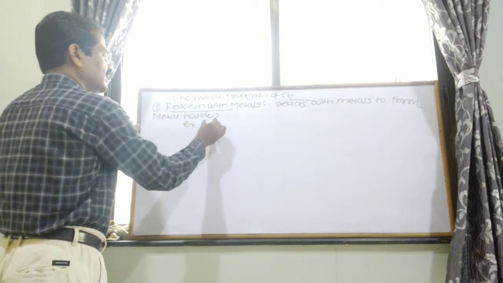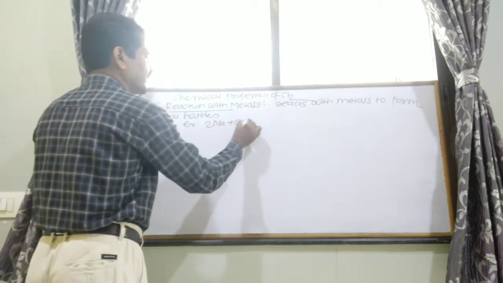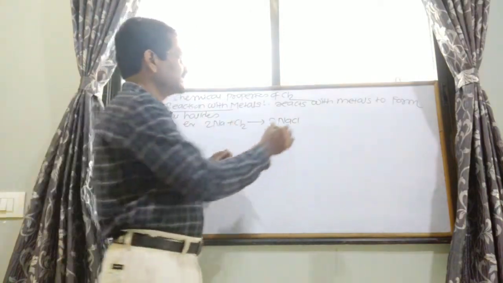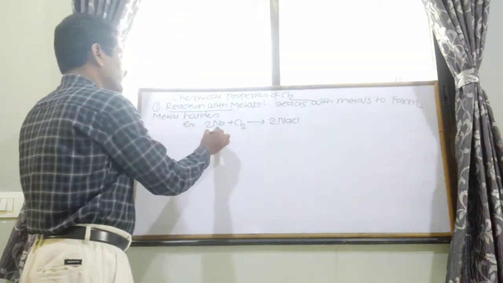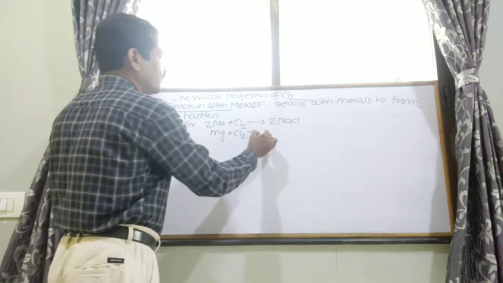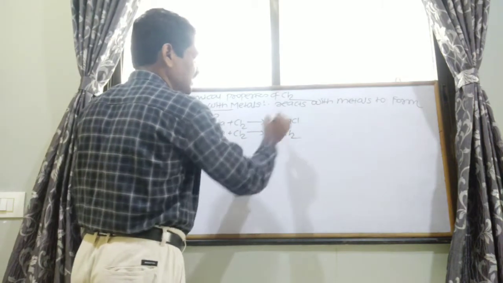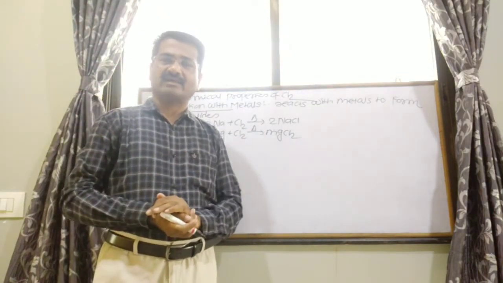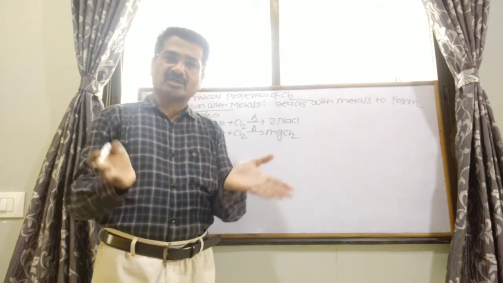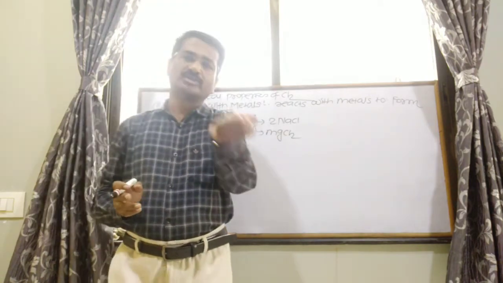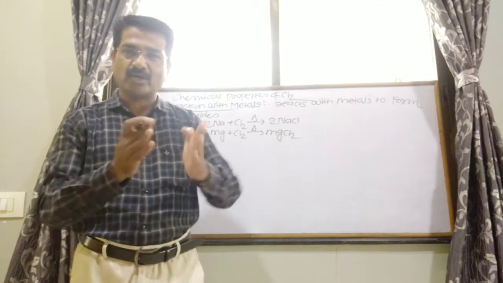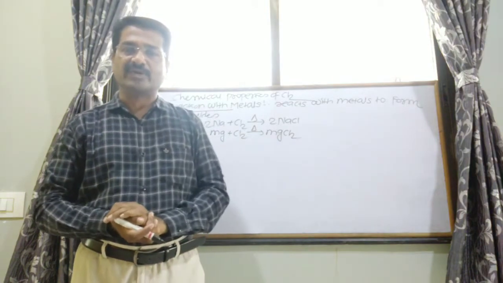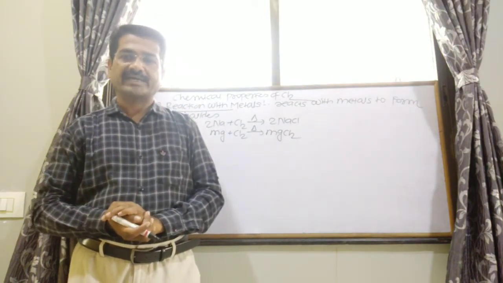For example, sodium can react with chlorine to form sodium chloride. Second example, magnesium can react with chlorine to form magnesium chloride, MgCl2. Chlorine can react with copper to give copper chloride, and with aluminum to give aluminum chloride. Any metal can react with chlorine to form the corresponding metal chlorides.